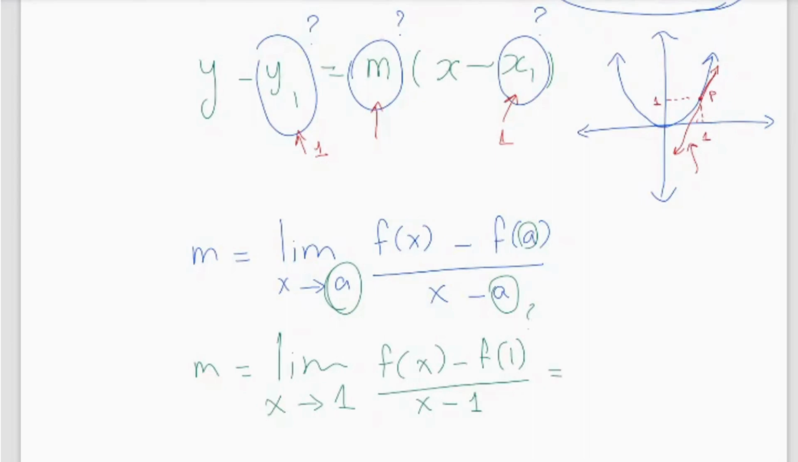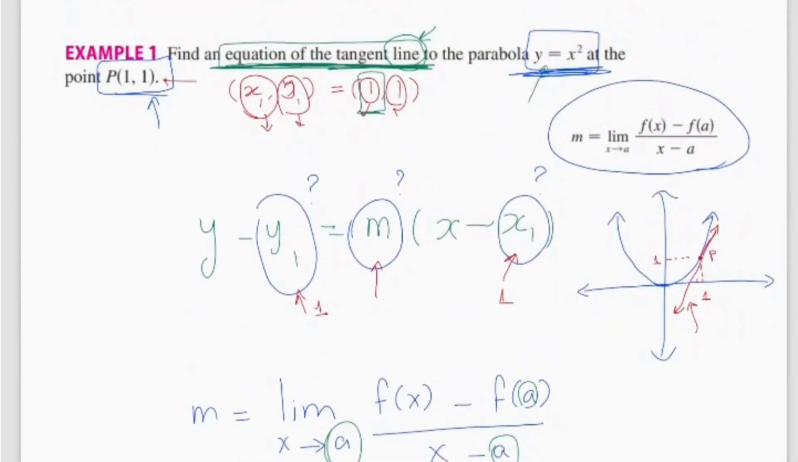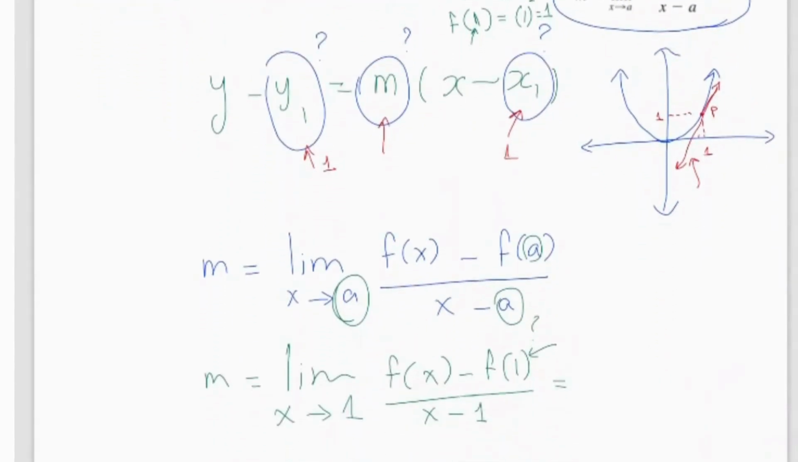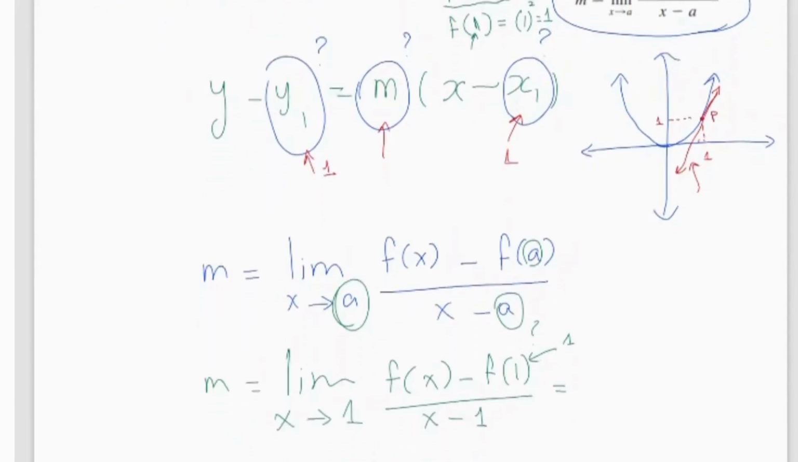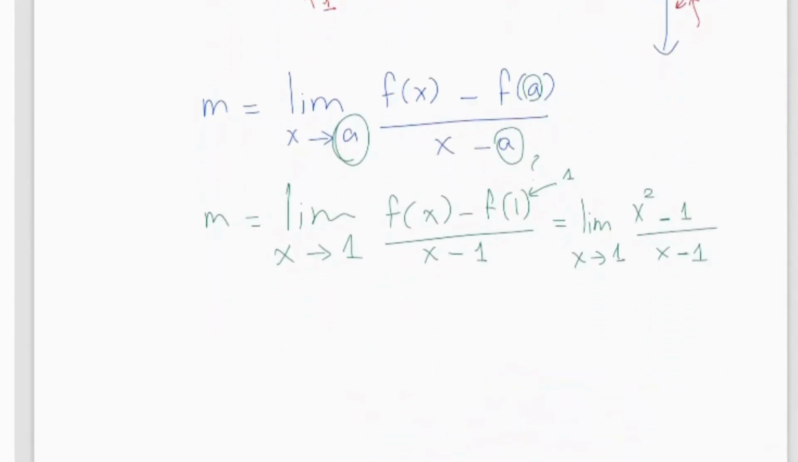And f of a means what? Here's my function: f of x is equal to x squared. And for f of a, I substitute every x by 1. So it will be 1 squared, which is equal to 1. So f of 1 will be 1. And f of x will be x squared. So this will be equal to the limit as x goes to 1 of x squared minus 1 over x minus 1.